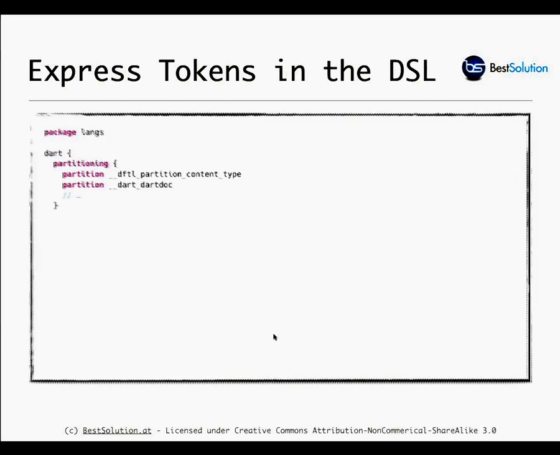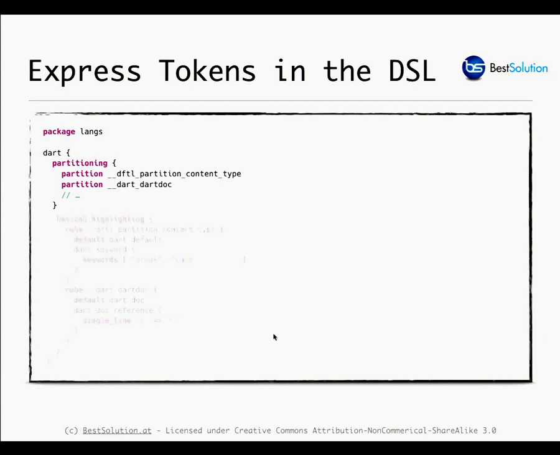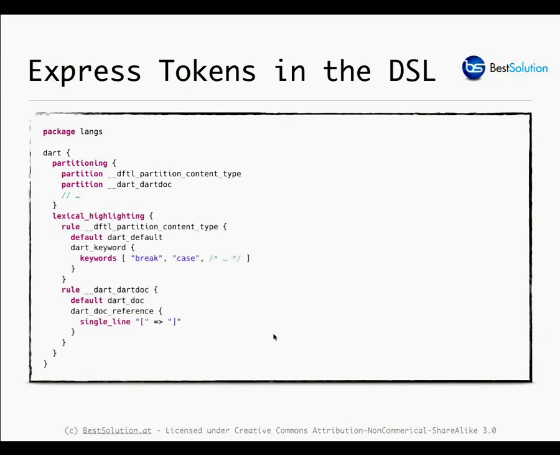Now in the first part of our DSL, we expressed how the partitioning is working. In the second part of the DSL, we define how a partition is split up in tokens. And this is how it would look for our Dart language, for example. So you have, for example, Dart keyword with the keywords, and then you have a list of keywords. You don't have to remember all the internals, how to set up combined word rules and all this stuff. This is the DSL that expresses really exactly what you're up to.